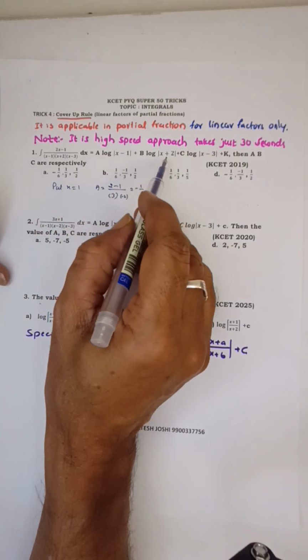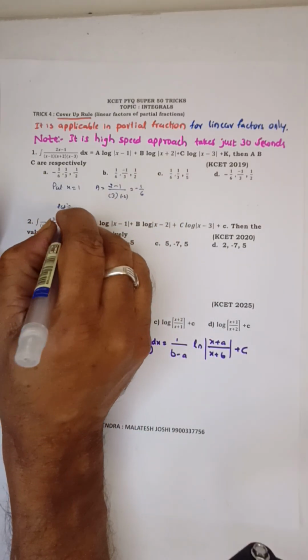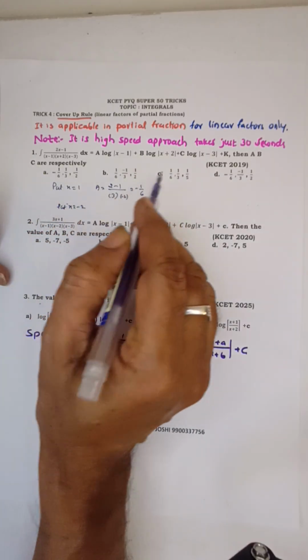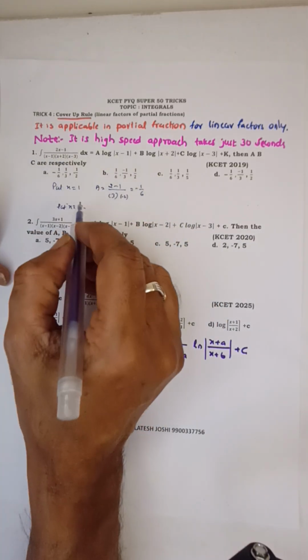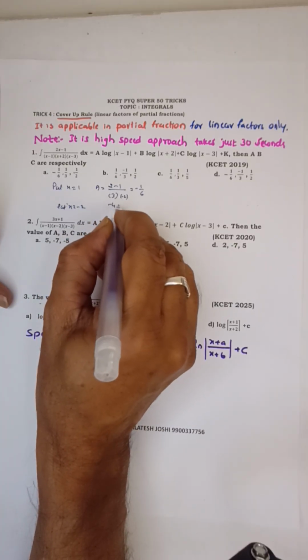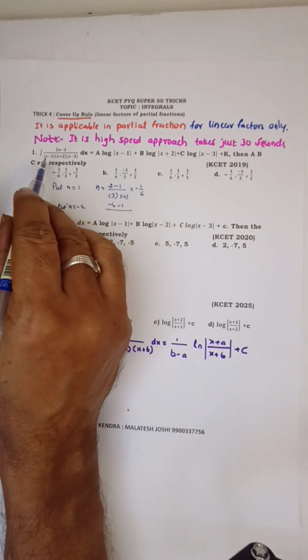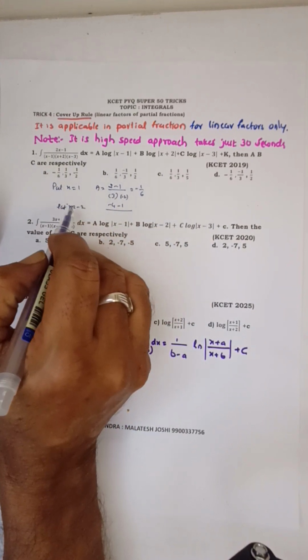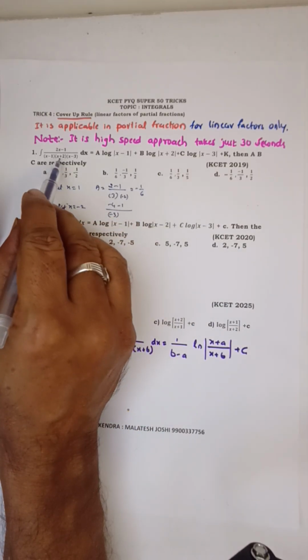Now to find the b value, x plus 2 is there. Put x is equal to minus 2. What happens? This becomes 0. Here put x is equal to minus 2: 2 into minus 2 is minus 4, and minus 1, divided by, here you see x minus 1, minus 2 minus 1, how much will we get? Minus 3 we will get.